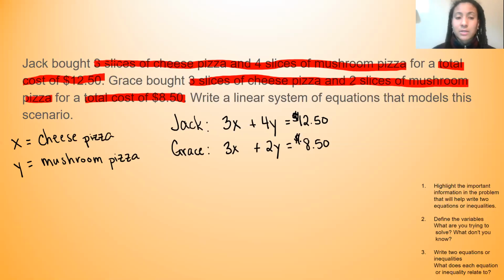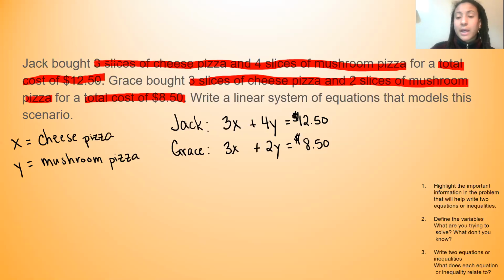one relating to Grace. So remember, the 3x came from, it says 3 slices of cheese pizza. So we have 3 slices, and then cheese pizza is represented by X. And 4 slices is the 4 here, and we're talking about mushroom pizza. And mushroom pizza is represented by Y. And the total for that order was $12.50.